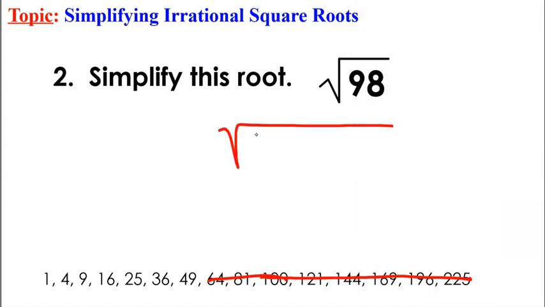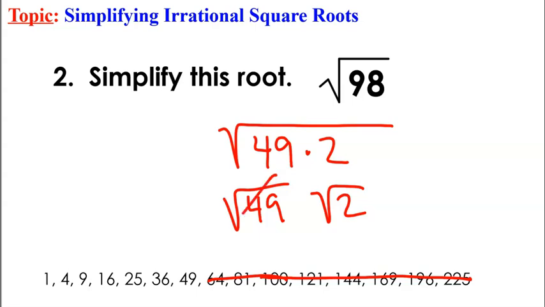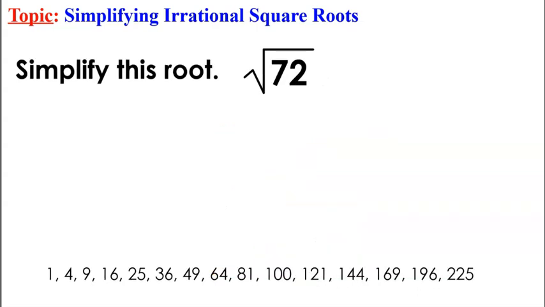You can write them under one giant radical sign together, or you can write them separately to remind you that one is being rooted and the other is staying underneath. One last time. So the square root of 72, I'm going to start dividing here.